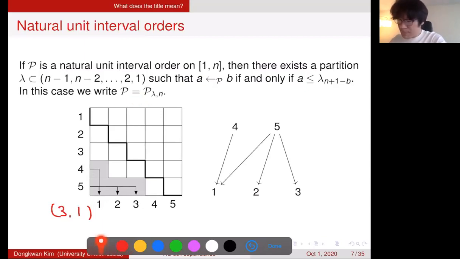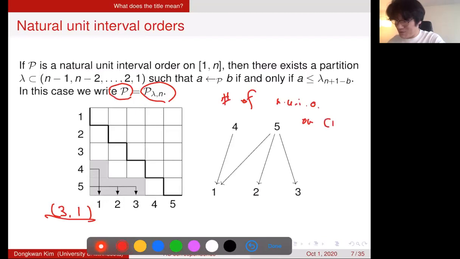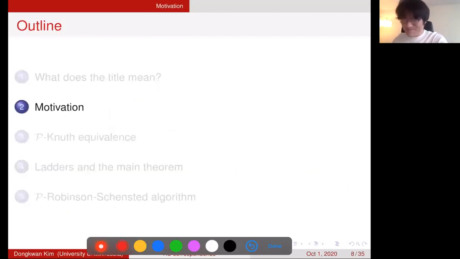So in general, there is a one-to-one correspondence between these natural unit order and the partitions in this staircase. So you see that the number of the natural unit interval orders on 1 to n is given by some value. All right, so now let's talk about some motivation.